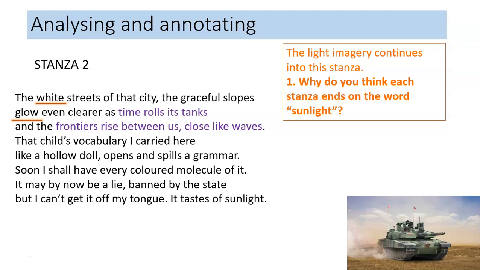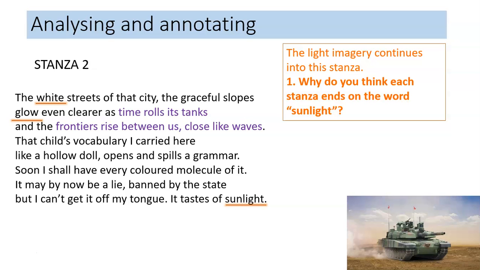So it seems like she's describing a situation here where her home language, the language she spoke when she was a child, has actually been banned in the country of her origin, in the country that she comes from. But she says, but I can't get it off my tongue. She's not willing to let it go. She's not willing to give up that part of her identity, which is the language that she grew up speaking. She says it tastes of sunlight. Interesting bit of imagery there. And again, she's ended the stanza with the word sunlight.